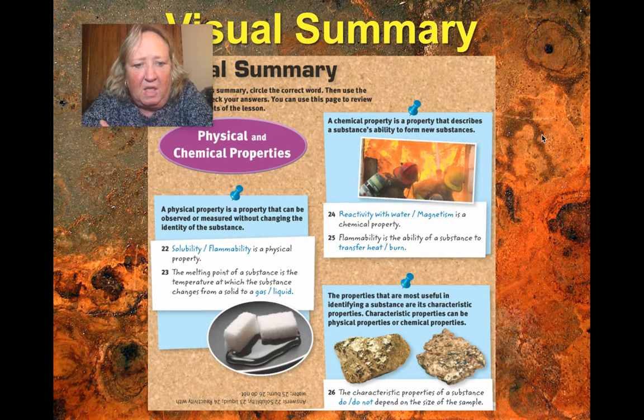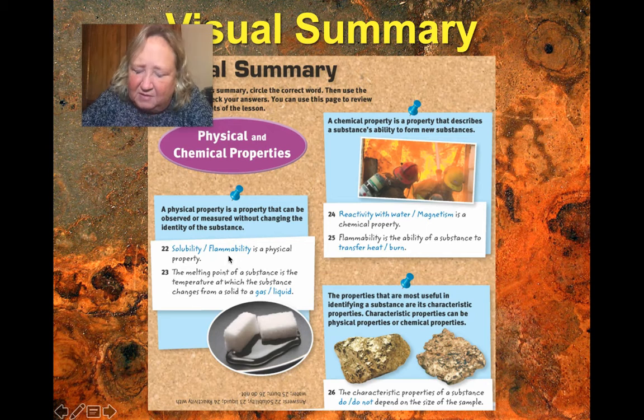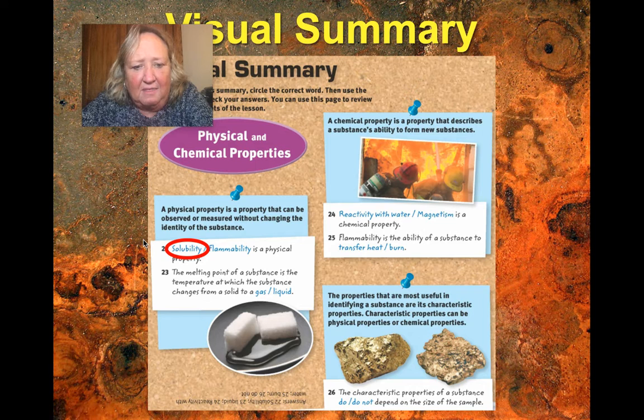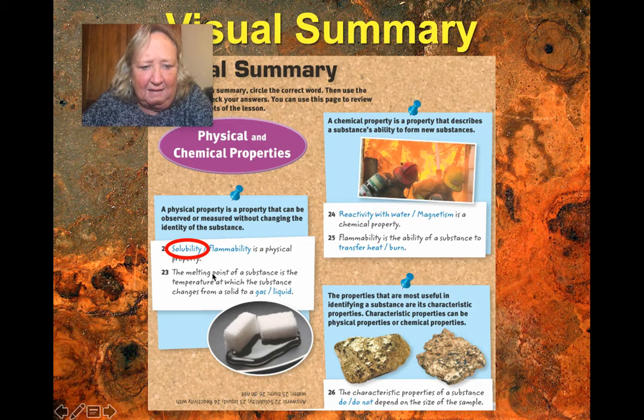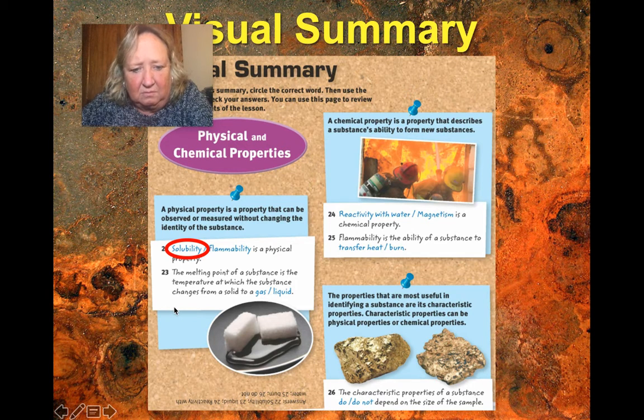All right, let's look at number 22. Solubility or flammability is a physical property. Solubility is the ability to dissolve in something else. So flammability is a chemical property. Okay, so solubility. All right, the melting point. That's where something goes from a solid to a liquid, where something melts. Think about ice, when it is a solid and it melts into a liquid.